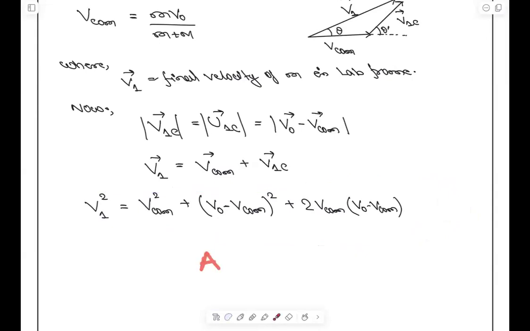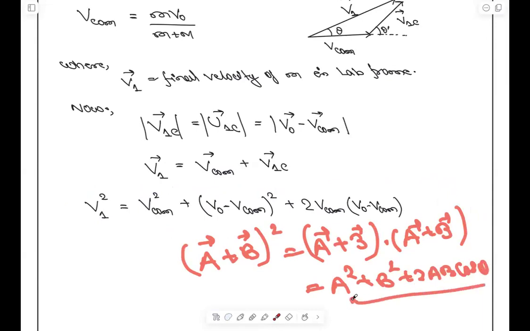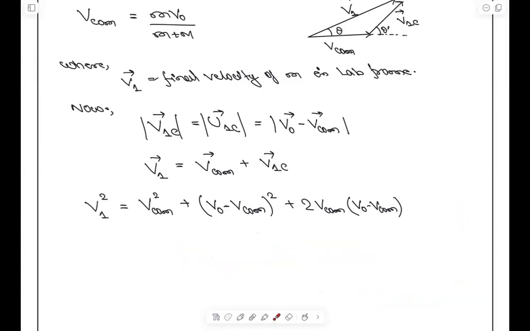अरे what is A plus B का whole square? How you write it? It is A plus B dot A plus B. पता है ना ये सब चीजें? That is equals to A square plus B square plus 2AB cos theta. Yes or no? Everyone knows these basic formulas? Yes, sir. What is the angle between them?